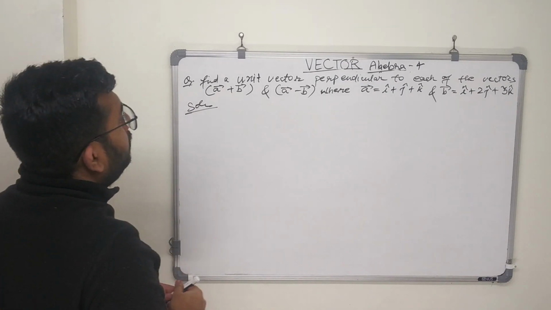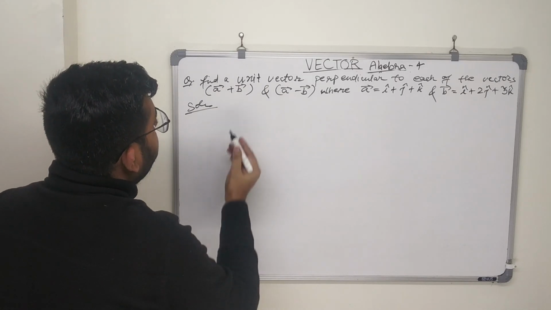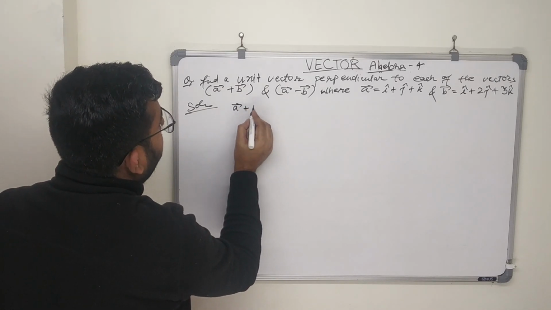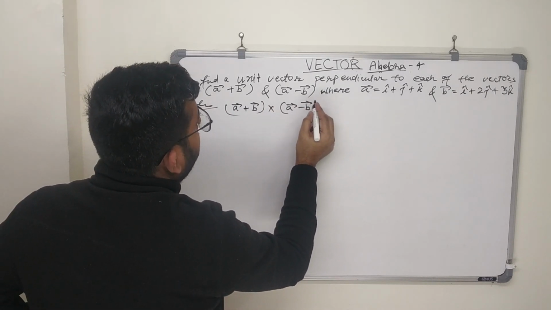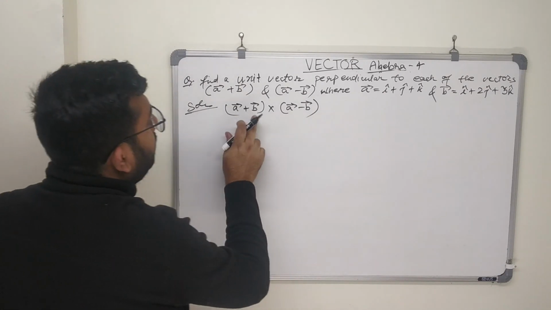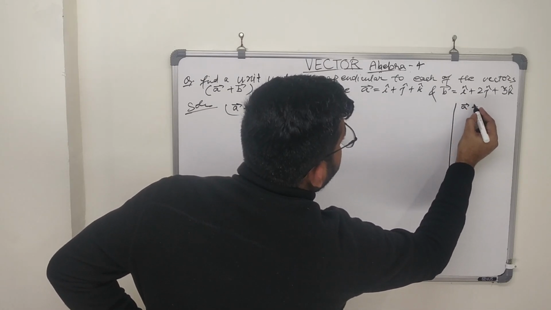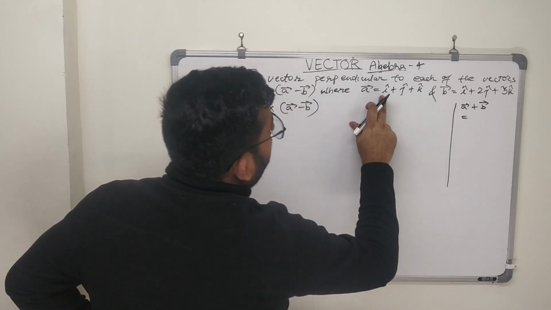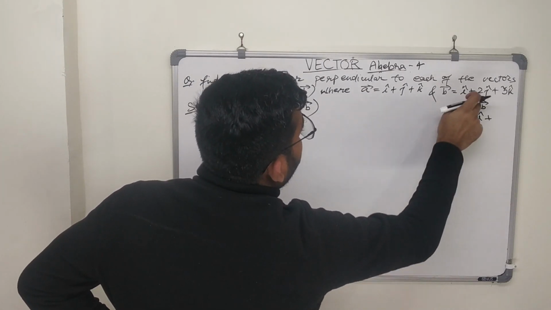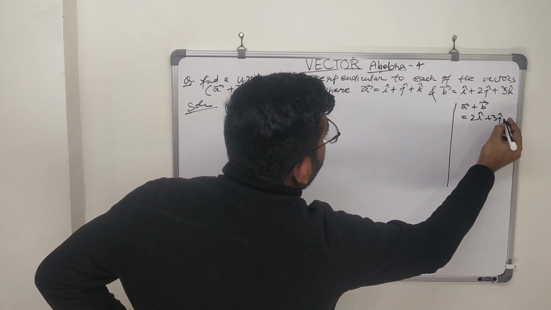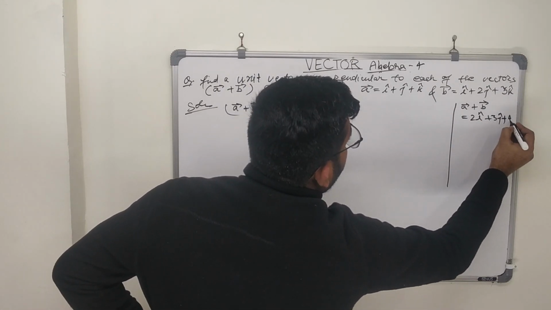Yes, of course. So for this we have to find the cross product of both these vectors, that is A vector plus B vector cross A vector minus B vector. So what will A vector plus B vector be, here we will calculate. A vector plus B vector will be equal to i cap plus i cap, that is equal to 2 i cap, plus j cap plus 2j cap, that is 3 j cap, plus k cap plus 3k cap, that is equal to 4 k cap.